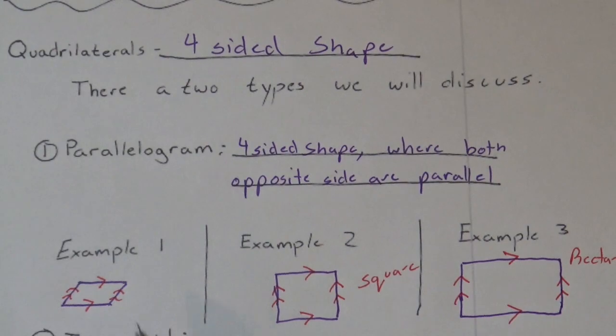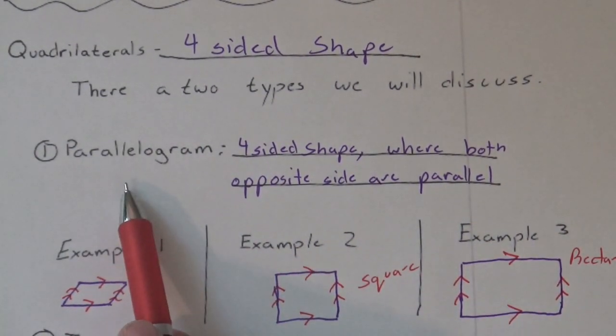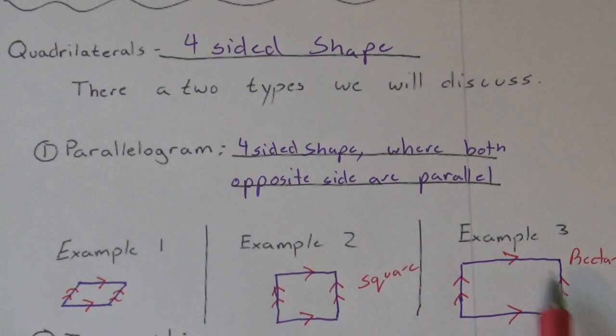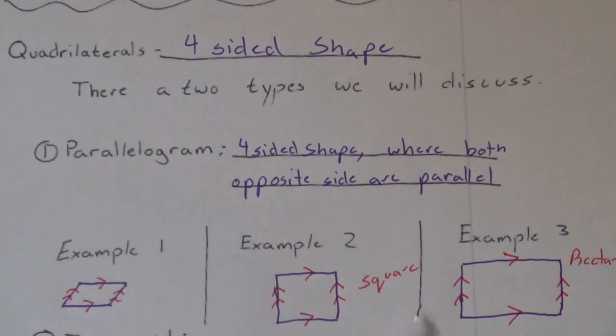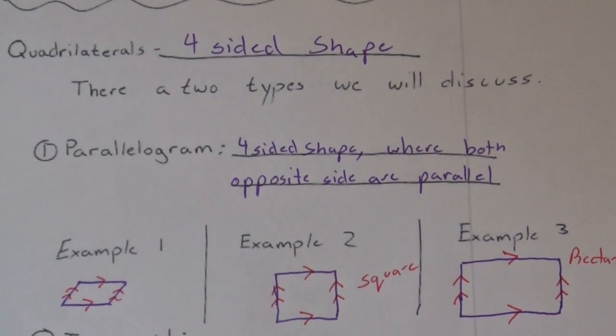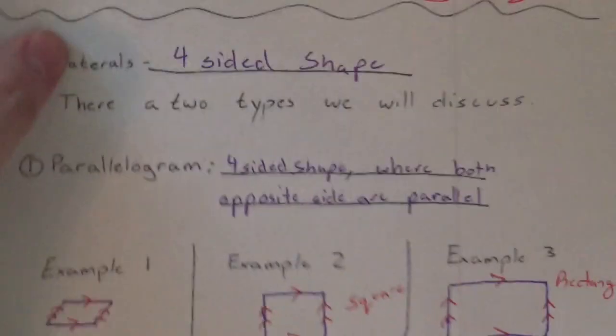Now, all three of these, this one right here, we simply call a parallelogram. That's what we just basically call this. This one is a square, but it's also known as a parallelogram. A rectangle is also a parallelogram. So basically, if we wanted to say this, a square is a special type of parallelogram, and a rectangle is a special type of parallelogram. All right, so let's talk about the next set.